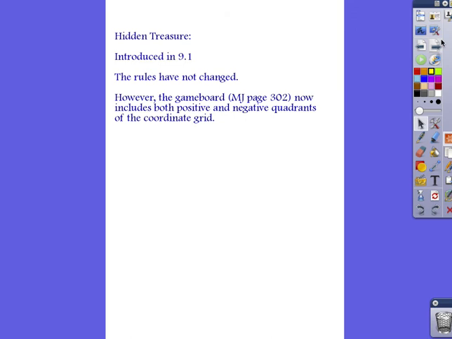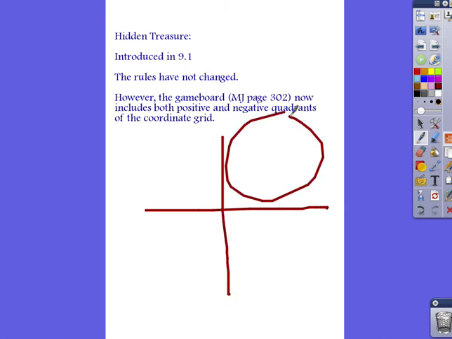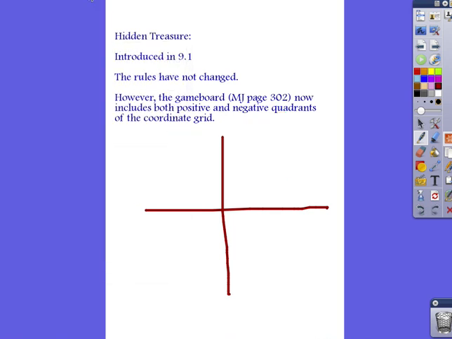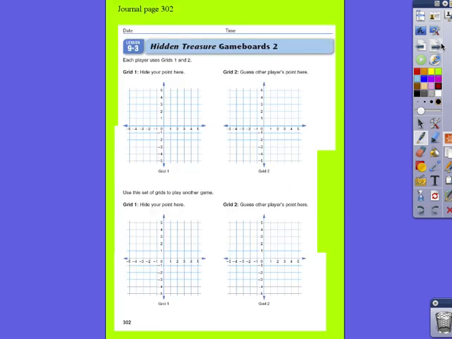You're going to be playing Hidden Treasure again. The rules have not changed, however, now they're going to be both positive and negative quadrants. So instead of having before just this one section, now you're going to have 4 to do. Remember, this is positive, positive, this is positive, and then negative. This is negative, negative, and then it's negative, positive. That should help you as you're playing the game.